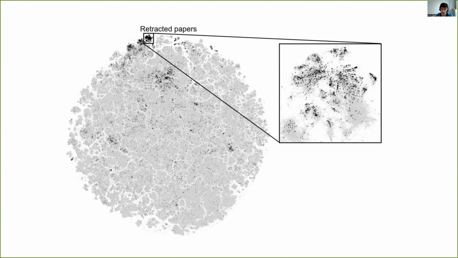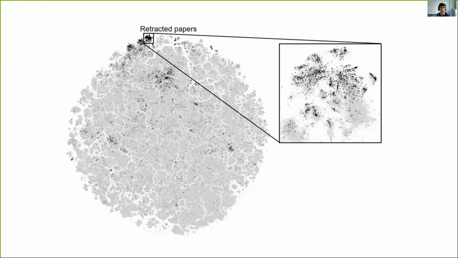non-uniform distribution. In fact, there is this island here that looks like everything is retracted. Of course, it's not. Most papers are not retracted. You can see on zoom in, but a lot are. So that's weird. At least that was weird to me the first time I saw that. Why is there a cluster of papers that are semantically similar and have an unusually high retraction ratio?